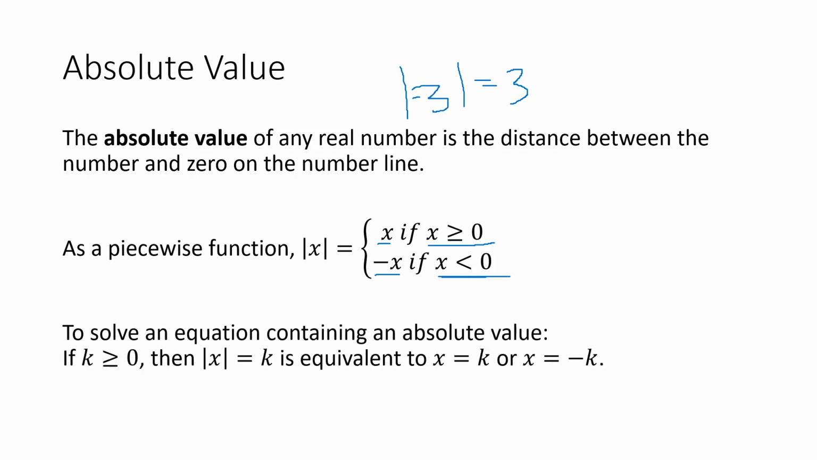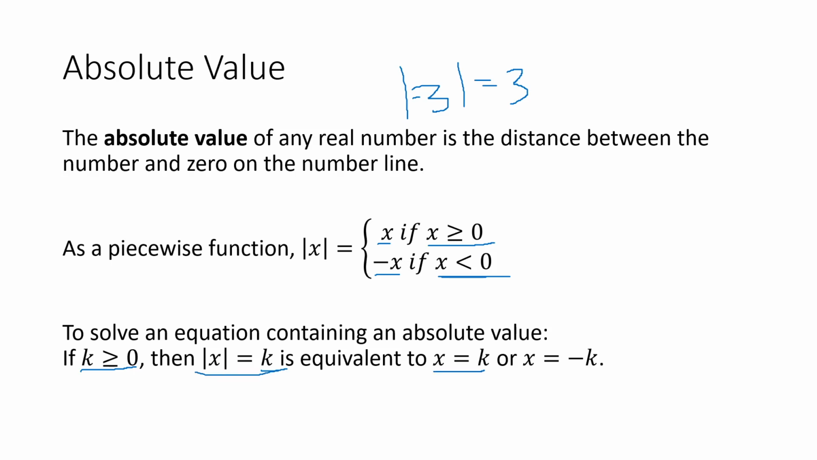So in order to solve an equation that has an absolute value, we will essentially do something similar. We'll split it into two parts. We'll say if k is greater than or equal to 0, and we'll address why that's important later, right? The absolute value needs to be equal to a positive or a 0 number. But as long as that's true, we can split this absolute value equation into two.